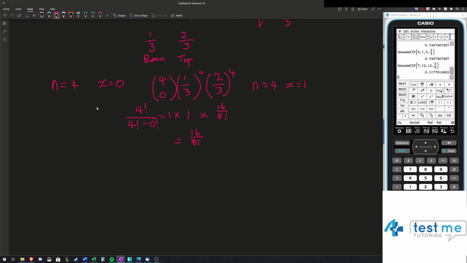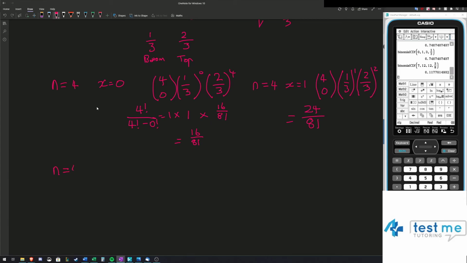We do the same thing with x equals 1. What's the probability that one person chose a bottom locker and therefore 3 people choose a top locker? 4, 0, 1 over 3 to the 1, and 2 over 3 to the 2. Again, pause it here if you want to work this out yourself, but the answer for this one is 24 over 81. Very, very similar way to do this. I'm going to have to do this 5 times, so I don't want to have to, you get it.